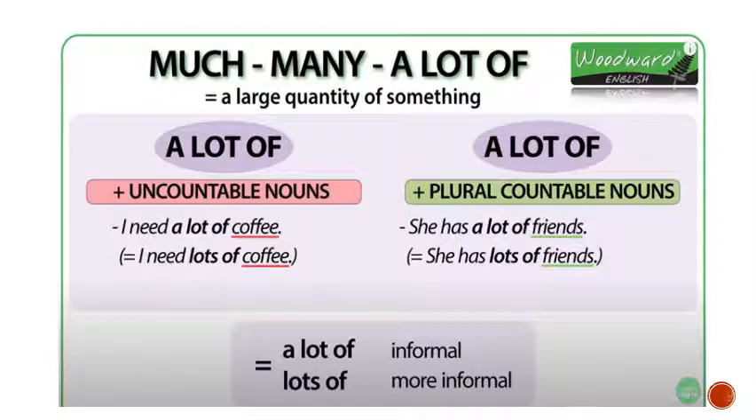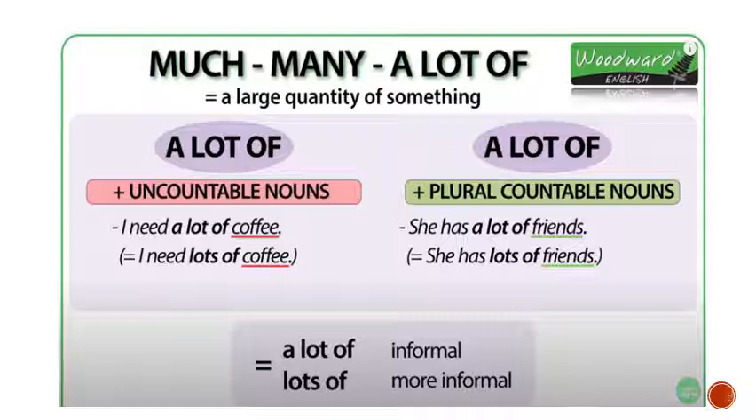What about a lot of? We use a lot of with both uncountable nouns and plural countable nouns. I need a lot of coffee and she has a lot of friends. Coffee is an uncountable noun and friends is a countable noun. I need a lot of coffee or I need lots of coffee.